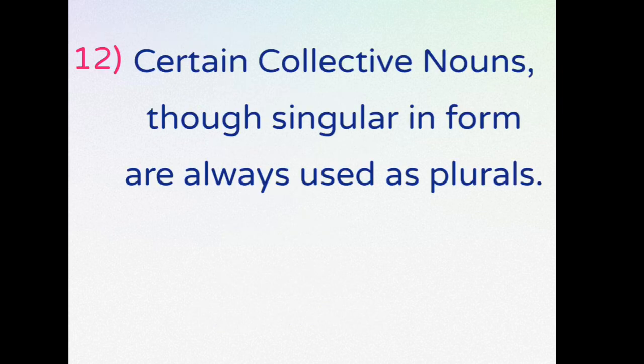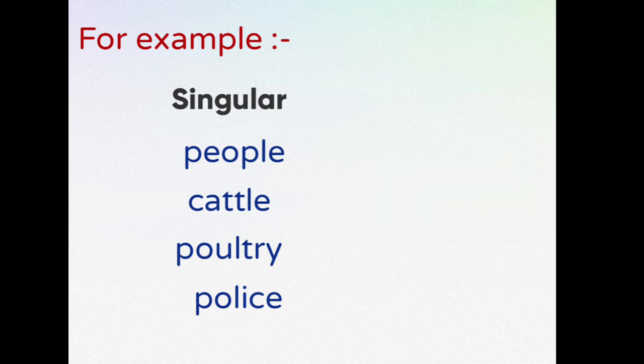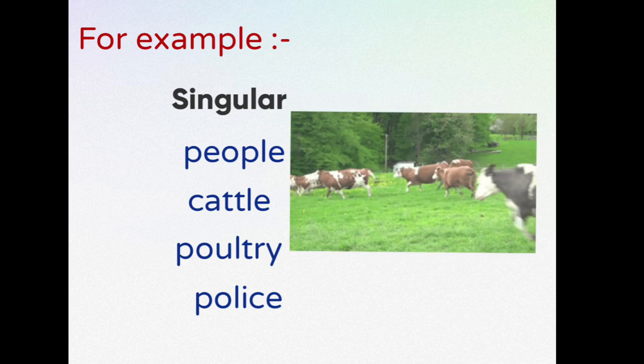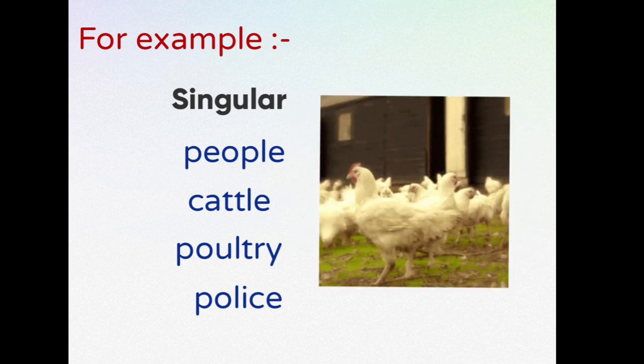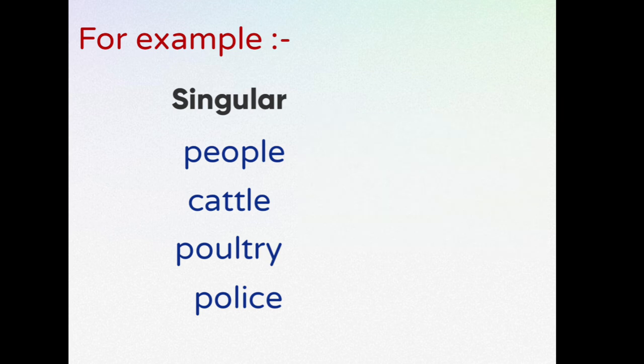Good going. Let's move forward. Certain collective nouns, though singular in form, are always used as plurals. For example, people. Though in a singular form, it is used for plurals. People means many persons. Similarly, cattle, poultry, police. Though they are in a singular form, they are used for plurals.